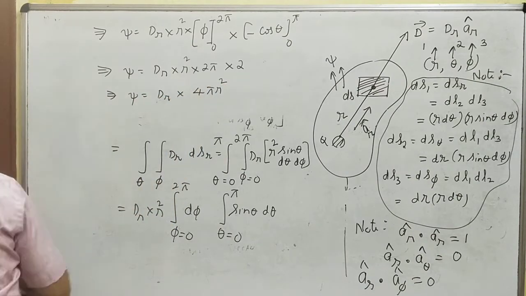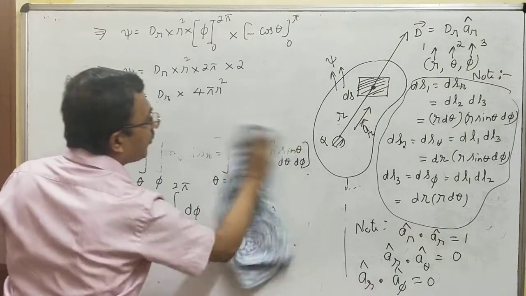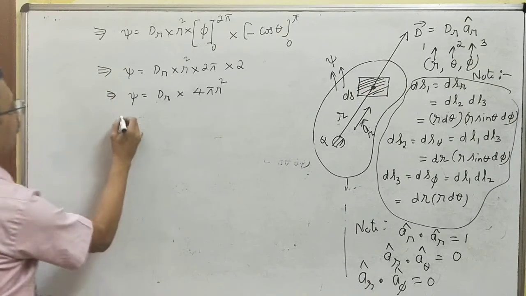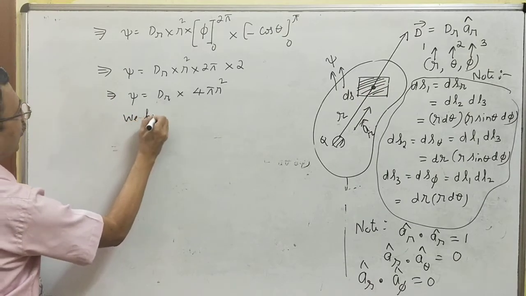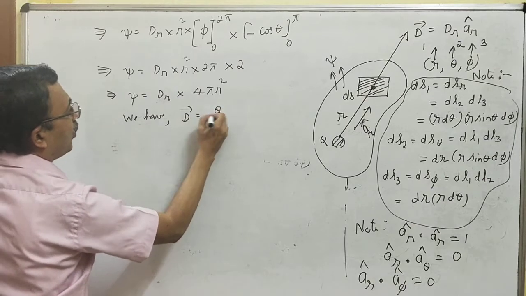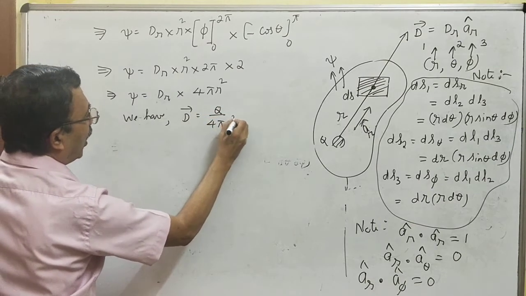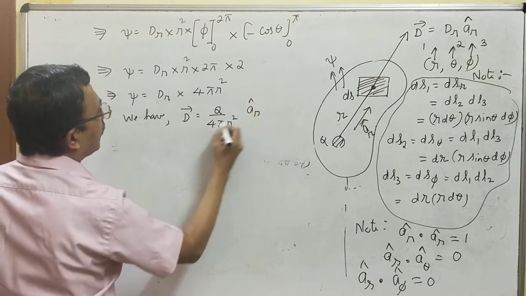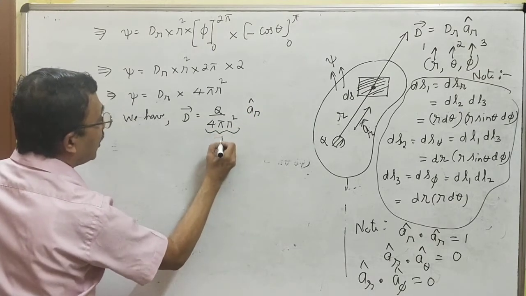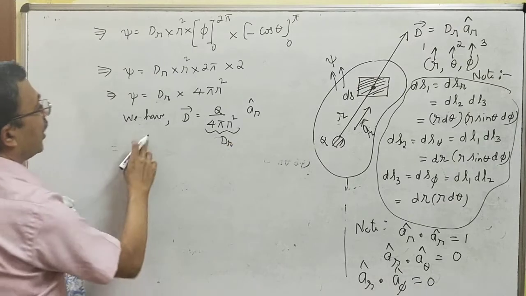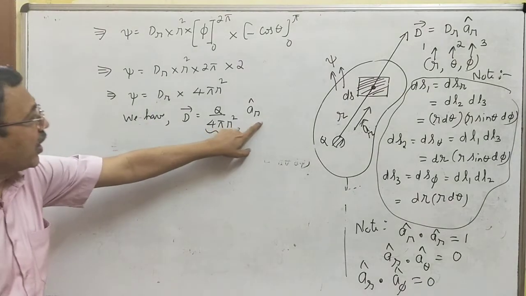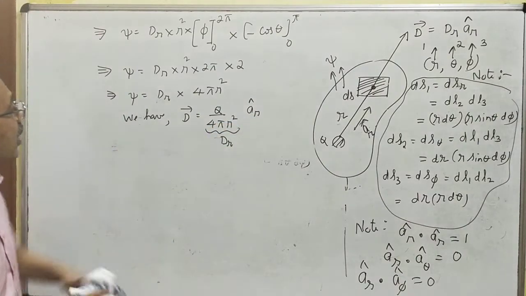What is Dr? What is vector D? We have vector D is equal to Q divided by 4 pi r square into ar cap. Coefficient of ar cap is what? Dr. This is Dr. We have vector D is equal to Q divided by 4 pi r square into ar cap. Coefficient of ar cap is Dr.